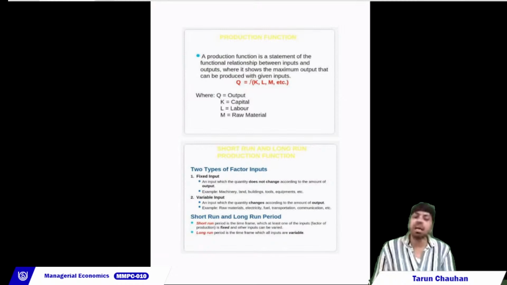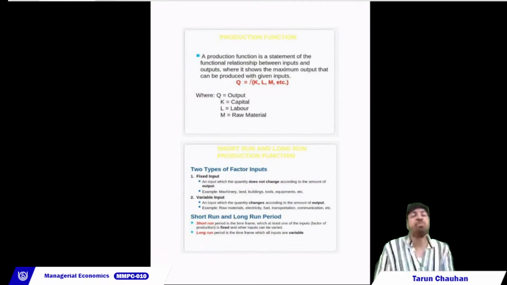When we talk about the production function, there are two types of periods which are very important to understand before we reach the law of variable proportion and the law of returns to scale. So the period is always important in such topics. When we talk about the short period, it's a time frame where at least one of the factor inputs, that is the factors of production, is fixed and other inputs could be varied. That means could be changed. That's called the short period.